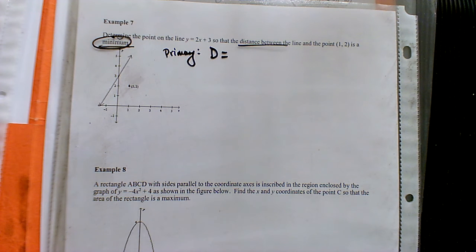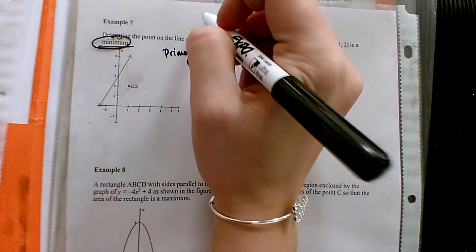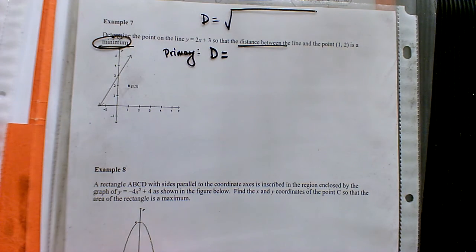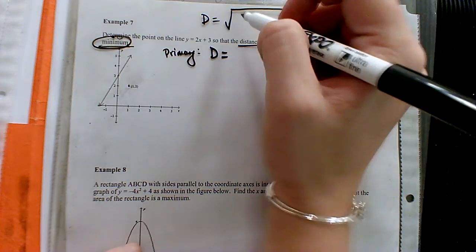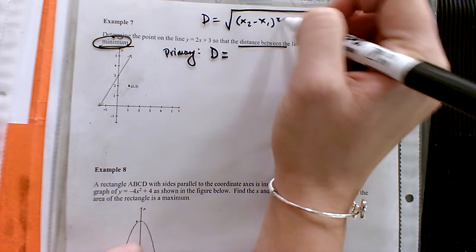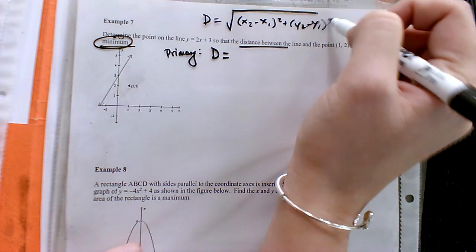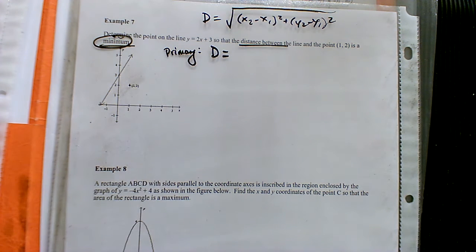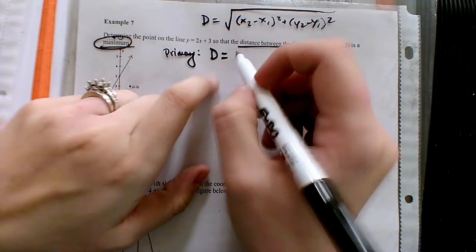Can we think of a distance equation that we can use? The square root of x2 minus x1 squared plus y2 minus y1 squared. Do you know where the distance formula comes from? The Pythagorean theorem. Yep, Pythagorean theorem. So am I right?